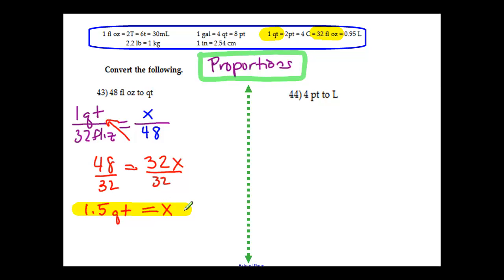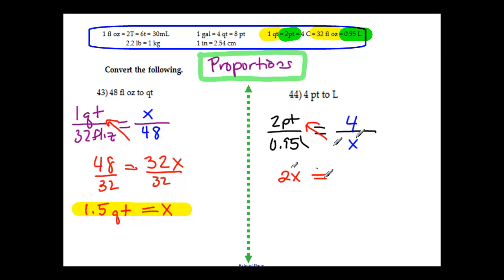Going to number 44, we're dealing with pints to liters. 2 pints equals 0.95 liters is the conversion factor we are using. We're given 4 pints, and we want to know how many liters, so we're going to cross multiply. 2x equals 4 times 0.95, which gives us 3.8. Divide 3.8 by 2.